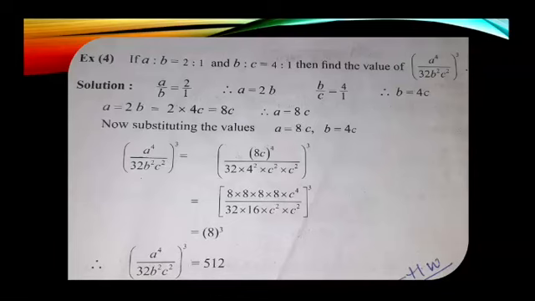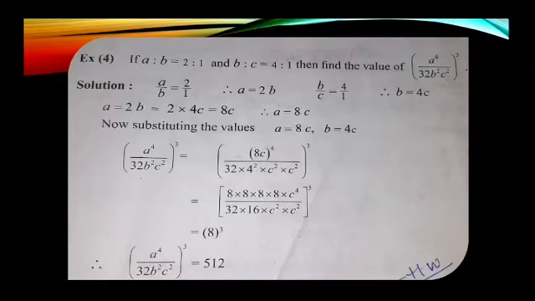Now, the value of a we got as 2b, but we got b as 4c. So, we will substitute b as 4c. Therefore, a is equal to 2b is equal to 2 into 4c. That will give us 8c. Therefore, a is equal to 8c.